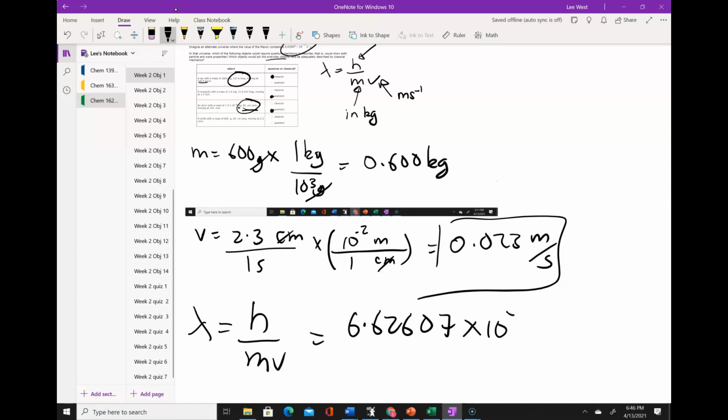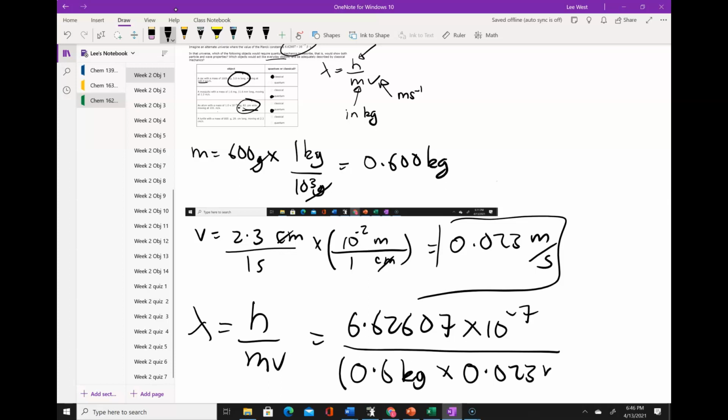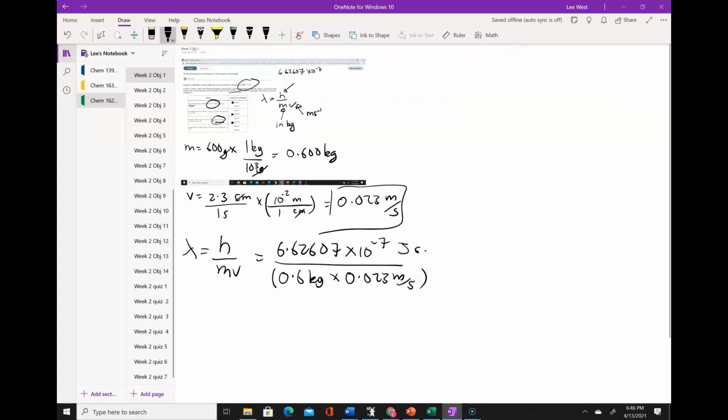So here's our alternate value for Planck's constant. And then we've got our mass in kilograms, so 0.6 kilograms. And then our velocity in meters per second, 0.023 meters per second. So everything is in the correct units. And away we go. We're going to get this wavelength.